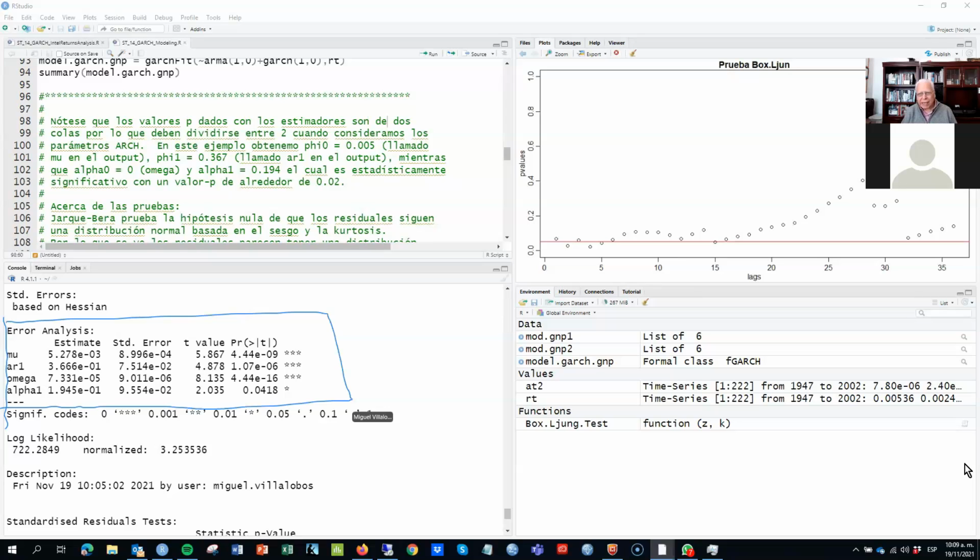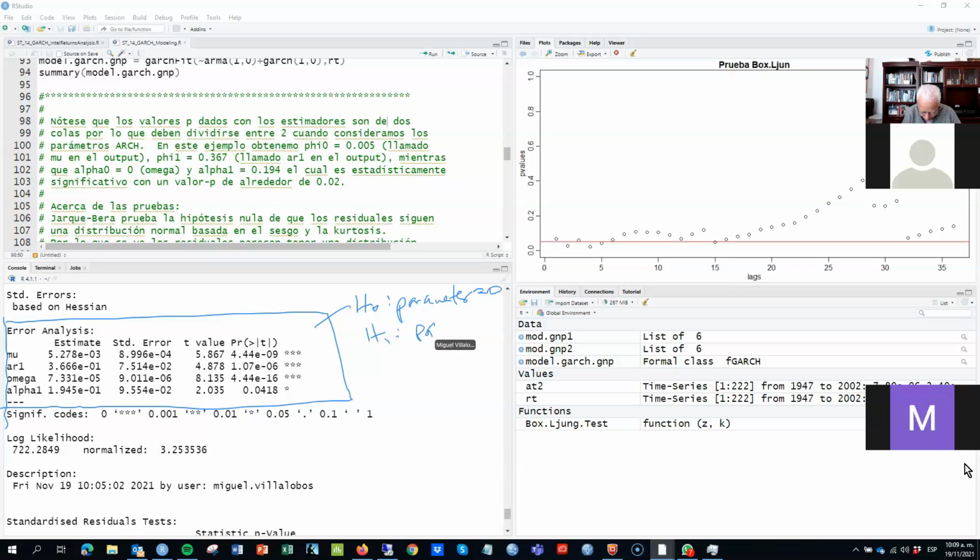For the p-values for the autoregressive moving average model, the ARMA model, or the model for the mean, those p-values we interpret exactly the same, the usual way, okay? So these p-values correspond to the null hypothesis that the parameter is 0 versus the alternative that it is different from 0.